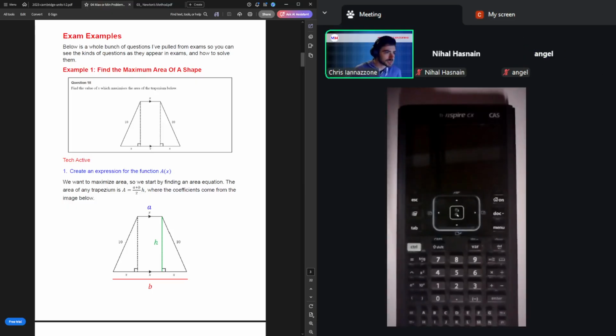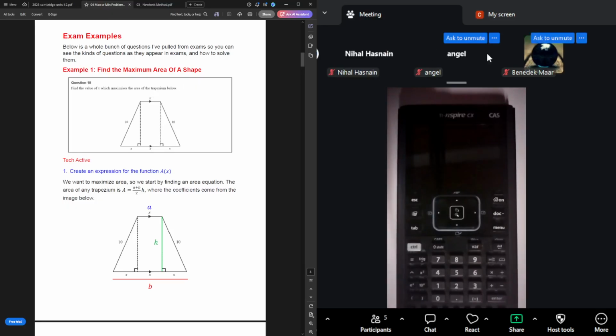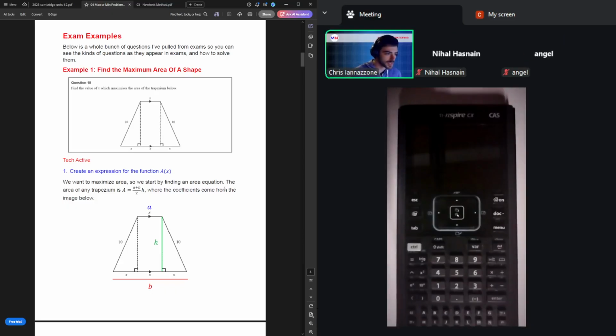In this case, we are trying to find the value of x, which maximizes the area of the trapezium. Now that's a very specific wording there. Find the value of x which maximizes area. It's not actually asking you to find the maximum area. It's asking you to figure out what value of x would create the largest area for this particular shape. And that's important for formatting your final answer.